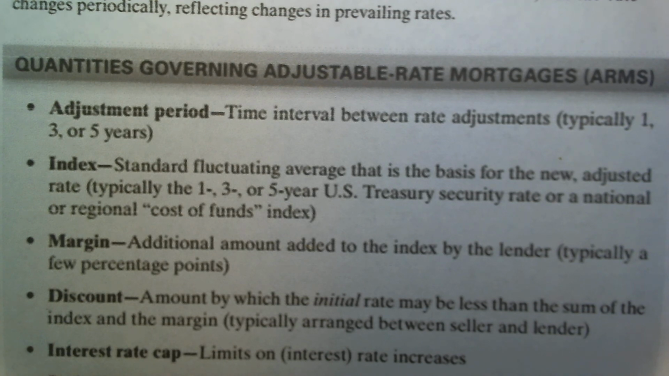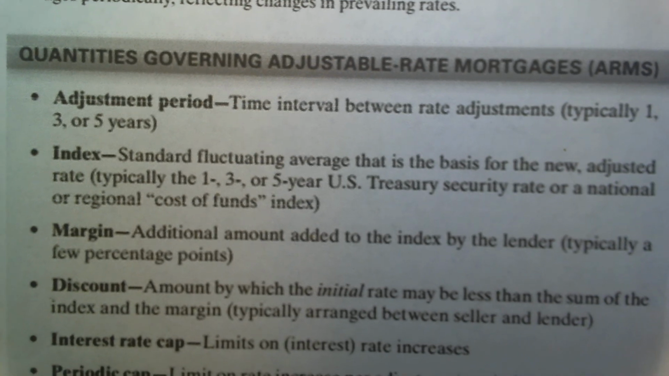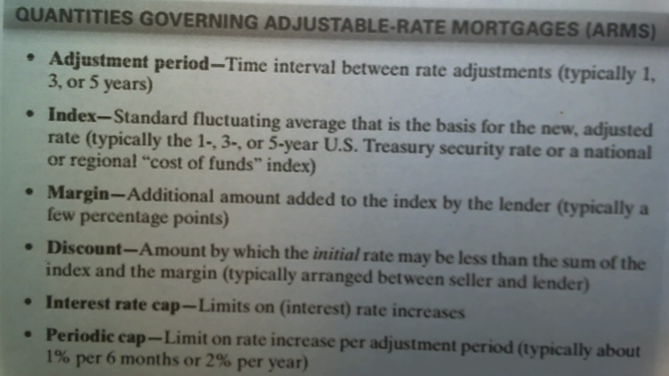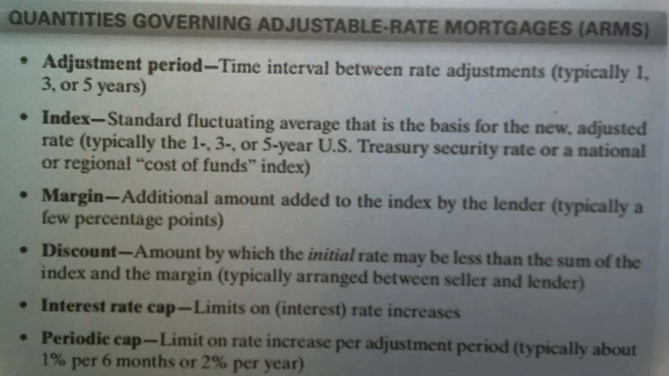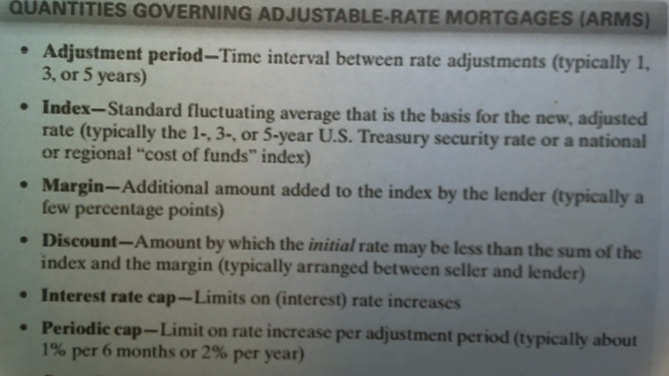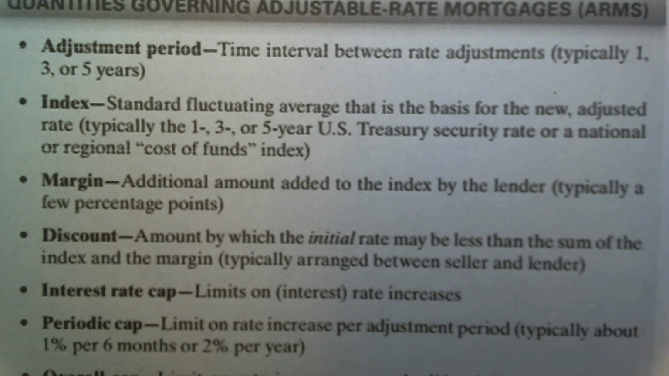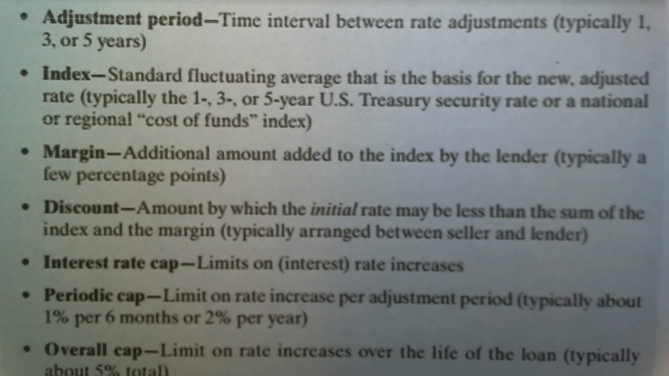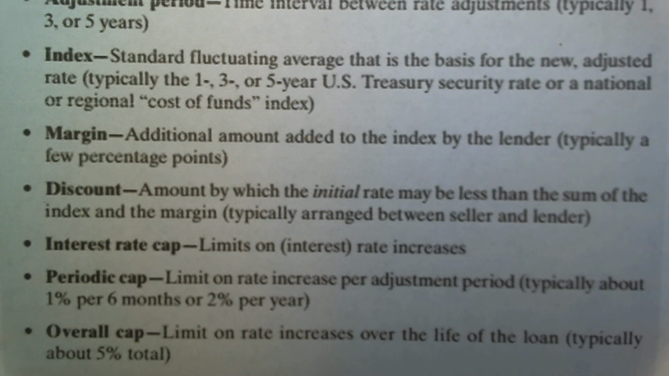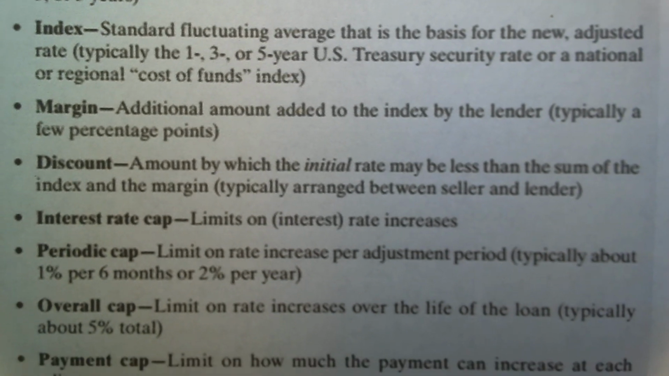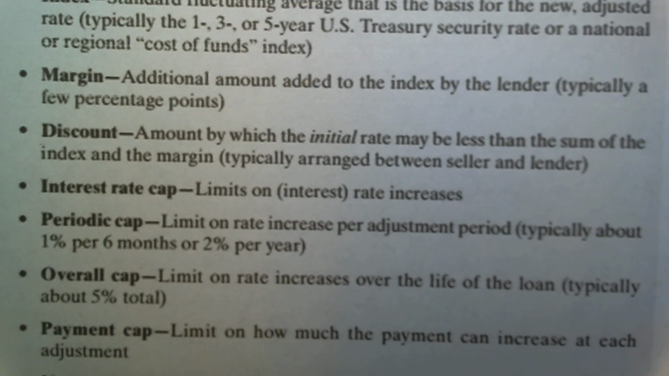Treasury security rates, or national or regional cost of funds index. Then there's a margin, the additional amount added to the index by the lender, typically a few percentage points. And there's a discount, that's the amount by which the initial rate may be less than the sum of the index and the margin. And so that's an arrangement between the seller and the lender. And then there's an interest rate cap, that limits how much the rate can increase. That would be important. And there's a periodic cap as well, the limit on the rate increase per adjustment period. So an overall cap and a payment cap.